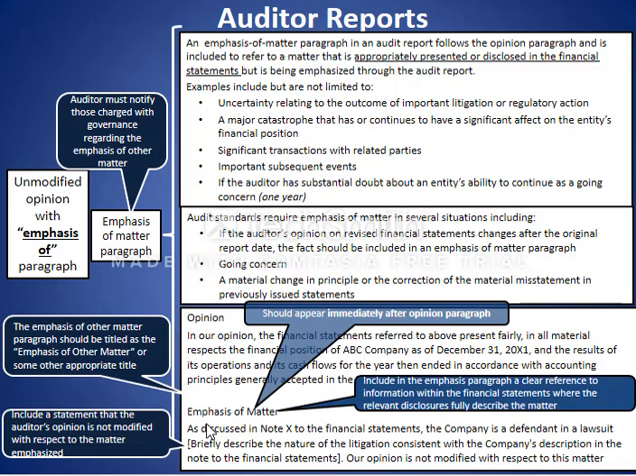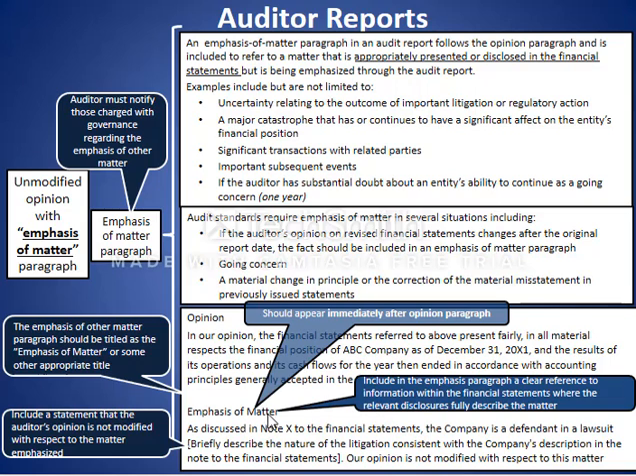In this case, we can read this audit opinion, and it's basically an unmodified audit opinion, and it says, in our opinion, the financial statements referred to above present fairly in all material respects the financial position of ABC Company as of December 31st, 20X1, and the results of its operations and cash flows for the year then ended in accordance with accounting principles generally accepted in the United States. In the emphasis of matter paragraph example, it says, as discussed in Note X to the financial statements.